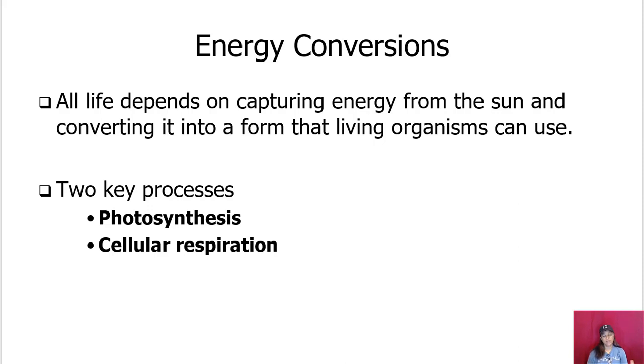And what that means is that changing from one form to another means we have these energy conversions happening, right? So all life depends on capturing energy from the sun. It all starts with the sun, and then converting it into a form that living organisms can use. There are two key processes: one is photosynthesis, and the other is cellular respiration. Plants do photosynthesis in order to capture that energy. And what we do, and what all the other mammals on the earth do, is cellular respiration.